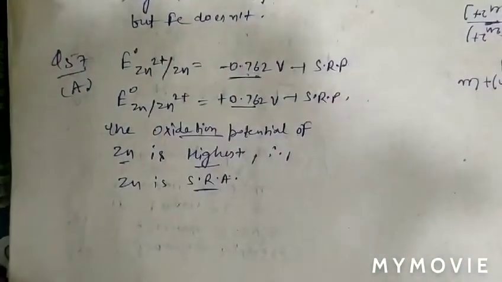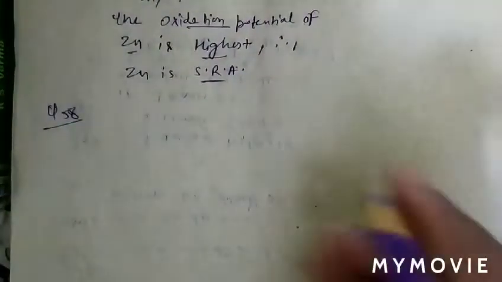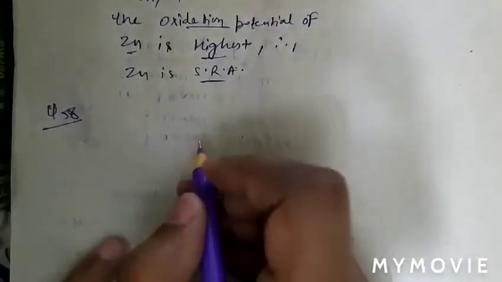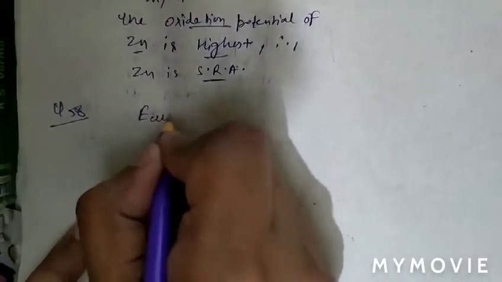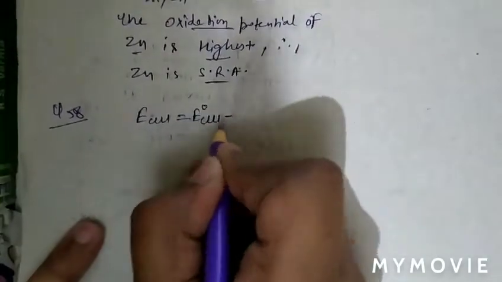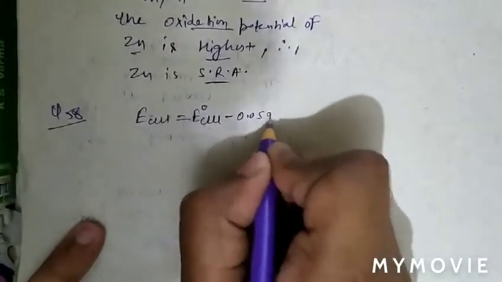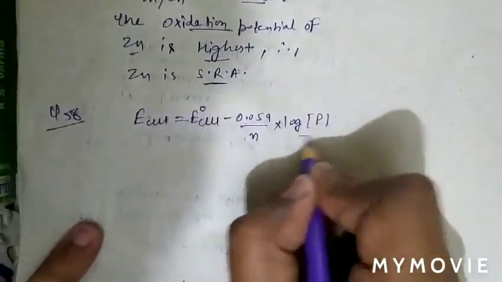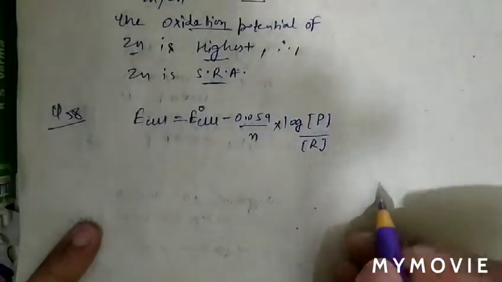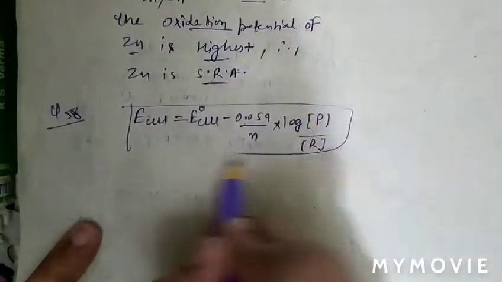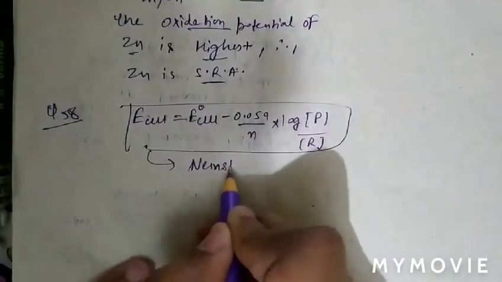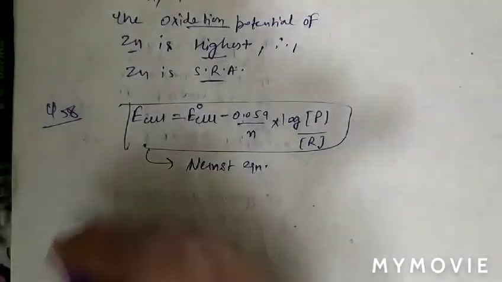See question number 58. In question number 58, what is given there? The name of the equation showing the relation between E and E0 cell. We know that E cell is equal to E0 cell minus 0.059 by n into log of concentration of product by concentration of reactant in aqueous state. So this equation is known as the Nernst equation. So question number 58, option B is correct.